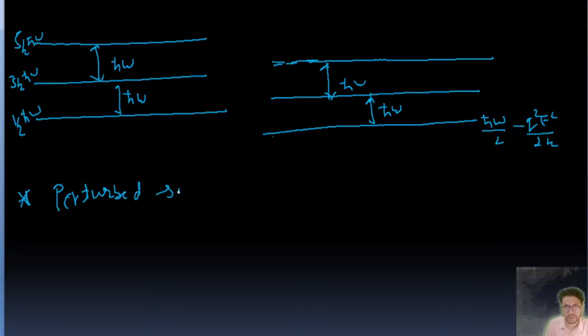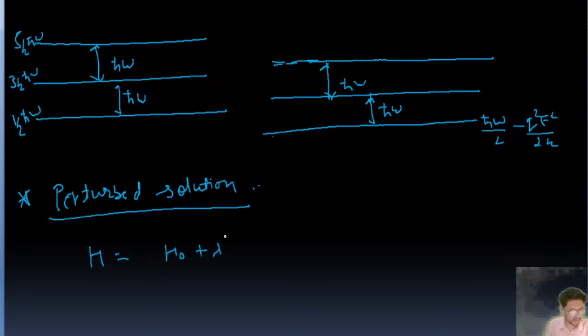Perturbed solution. We'll find the perturbed solution for this. Okay, so we know this is H equal to H naught plus lambda HP, right? This is the Hamiltonian after perturbation. Or we can write H equal to, for this simple harmonic oscillator, p squared upon 2m plus half m omega square x square plus qEx, right?